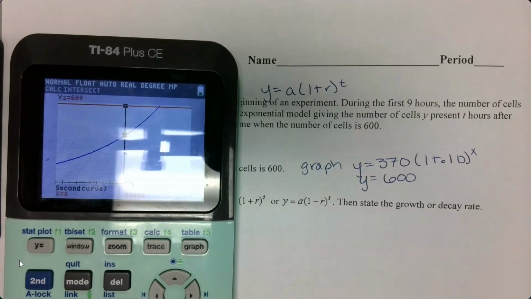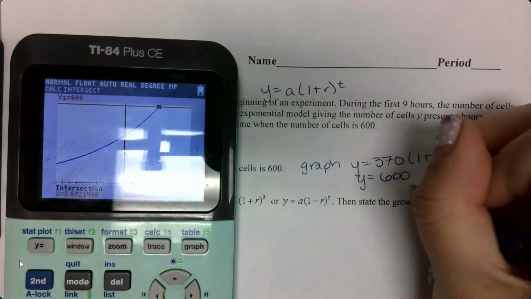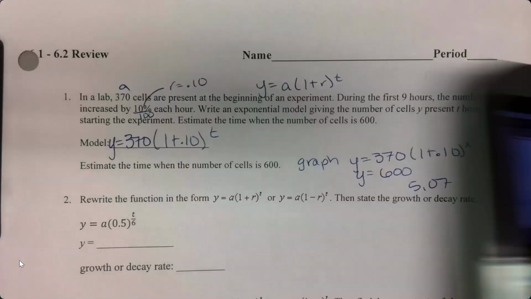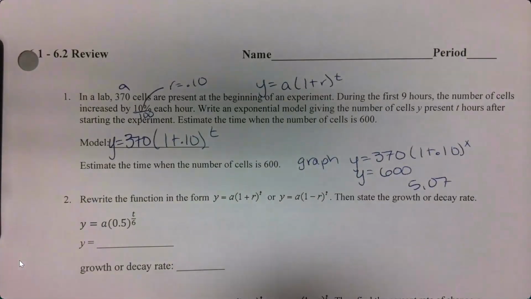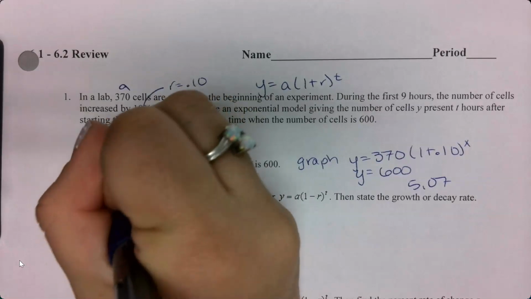I press enter for my blue line, enter for my red line, enter to guess again, and it gives me 5.07. This one wanted me to round, it doesn't say. It's nearest year, so it's going to be 5 years.